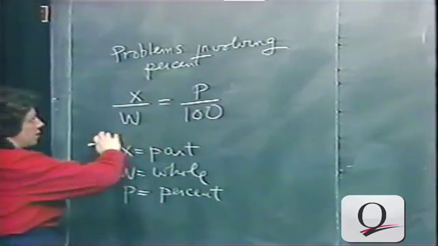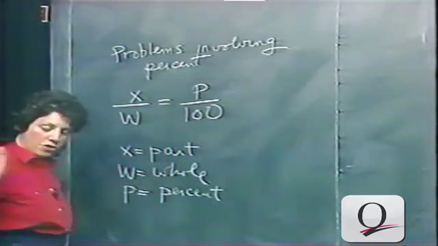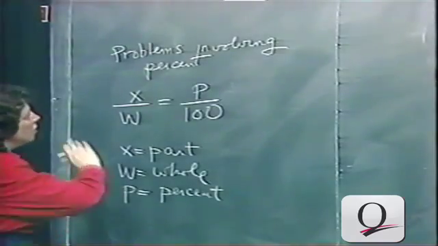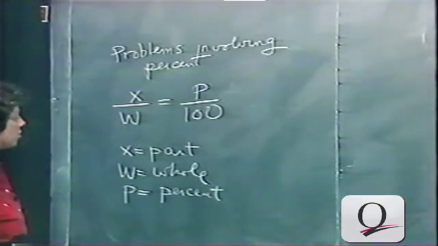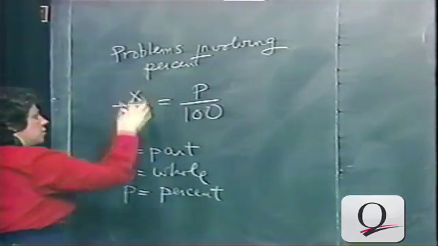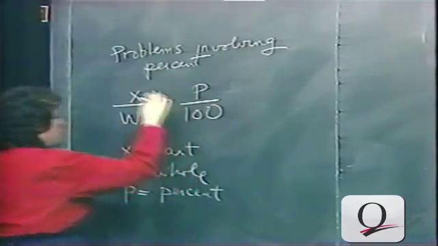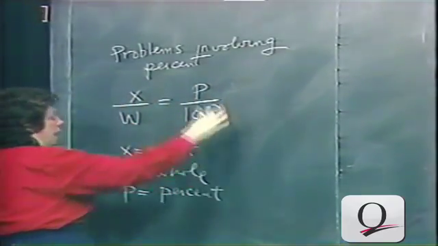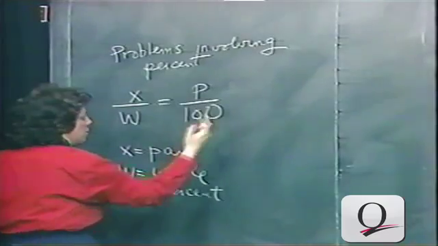So we're talking about setting up a proportion, and most of the problems you're going to have, if not all of them, can be solved by setting up a proportion in this way, that x is to w as p is to 100. The part is to the whole as p, the number of percent, is to 100.